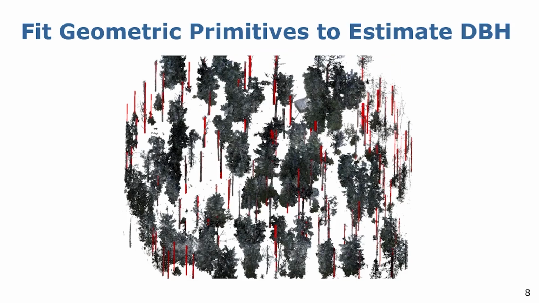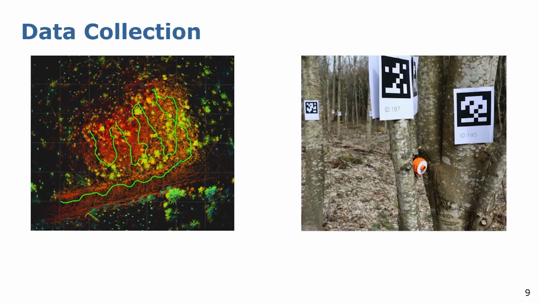So to quantitatively validate our approach, we performed field trials in two forests, one in Switzerland and the other in Finland, where first we show on the left the trajectory taken by the ANYmal robot in one of our field data collection experiments, and shown on the right is how we attached AprilTags to the trees to allow for easy association of the traits that we measured manually in the field to the data that we collect with the robotic platforms that we used.